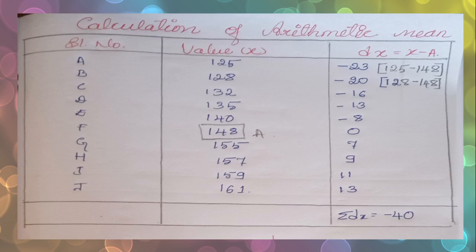Once we finish the calculation of deviation of x, we consider the total here. While taking the total, we should consider even the plus and minus signs. I'll start from the last one: 13 plus 11 plus 9 plus 7 plus 0 minus 8 minus 13 minus 16 minus 20 and minus 20. So the value is minus 40. So summation of deviation of x is minus 40.